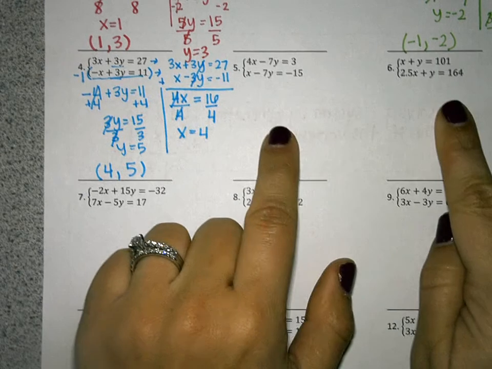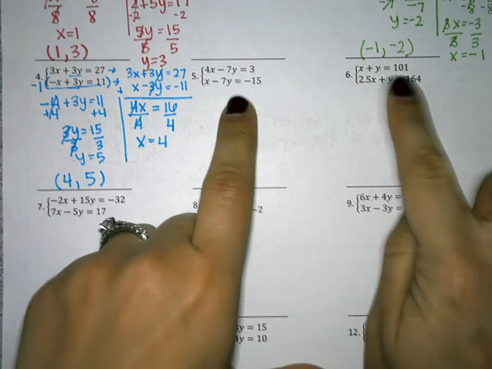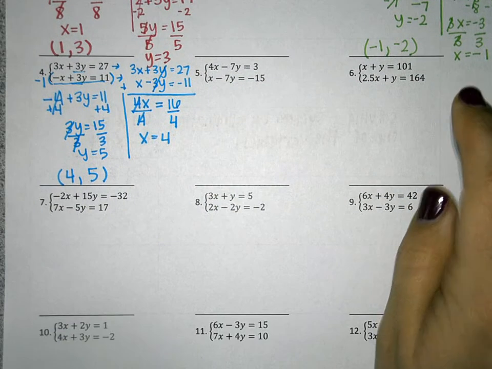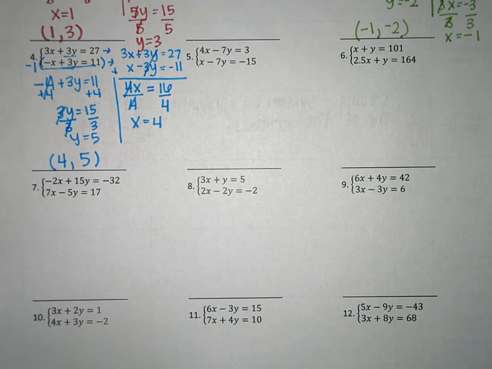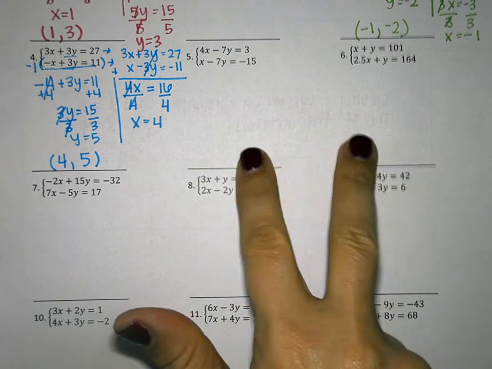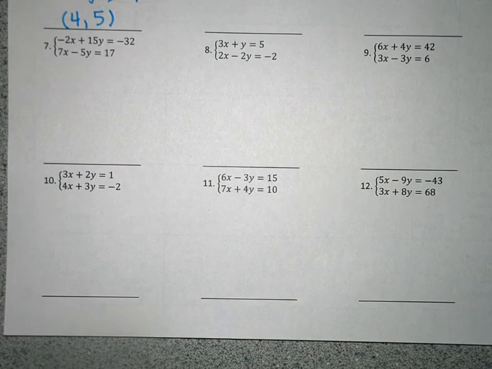So you will do the exact same thing on numbers 5 and 6. You're going to have to multiply one of the equations by -1 so that they cancel, or so that they'll reduce or eliminate, sorry. But I want to show you the other problems, but I will leave the answers with the worked out solutions so you can check them. So let's look at number 7.